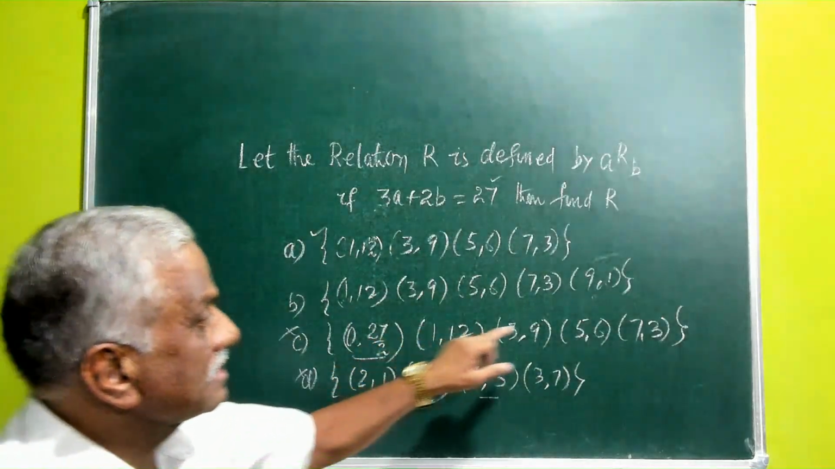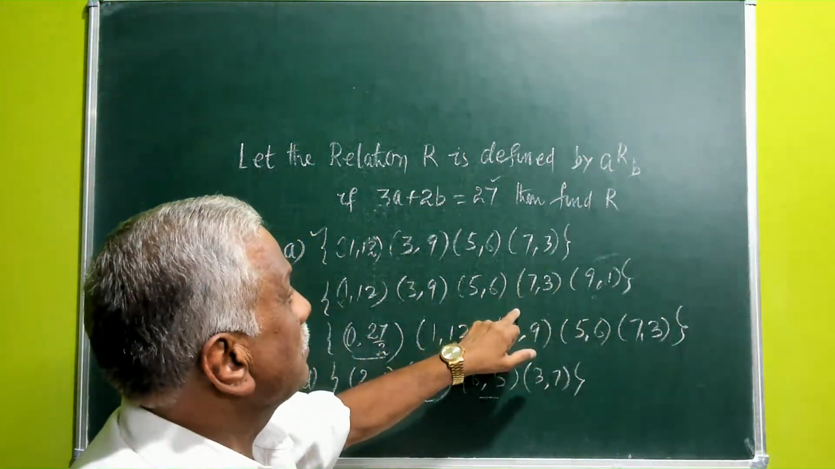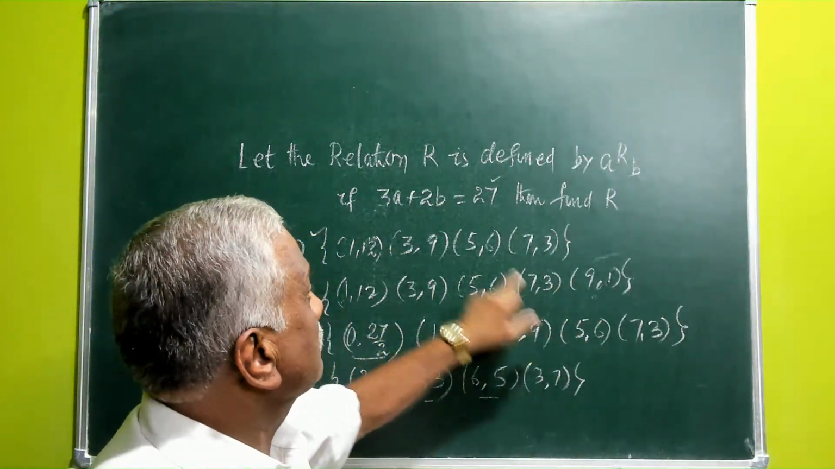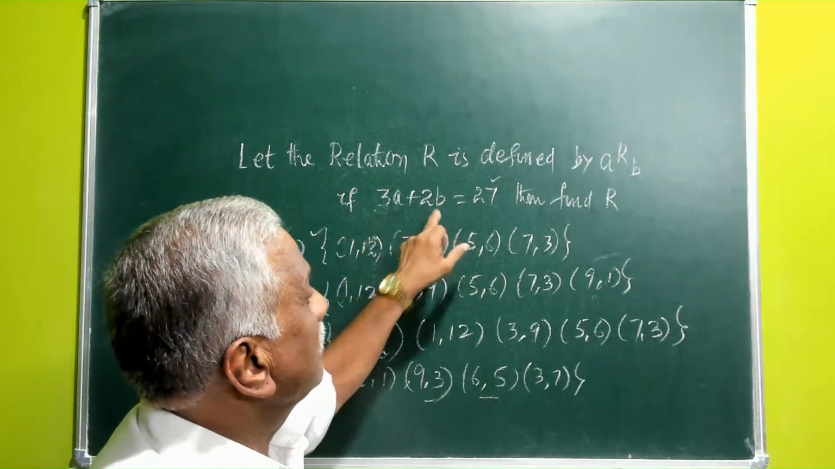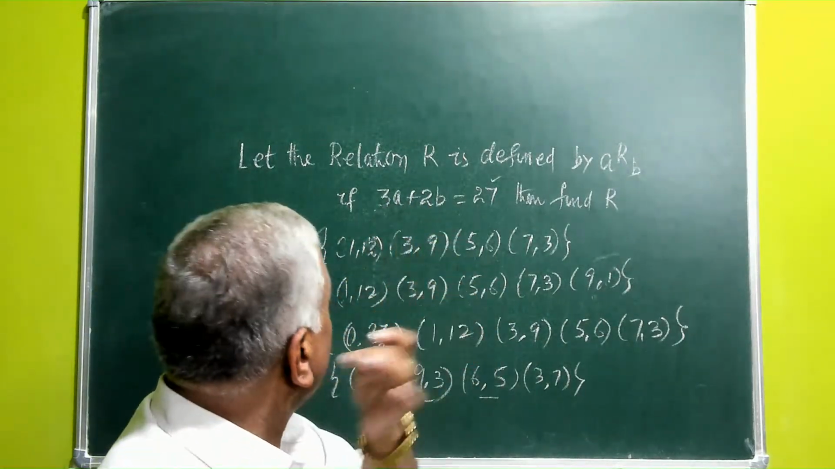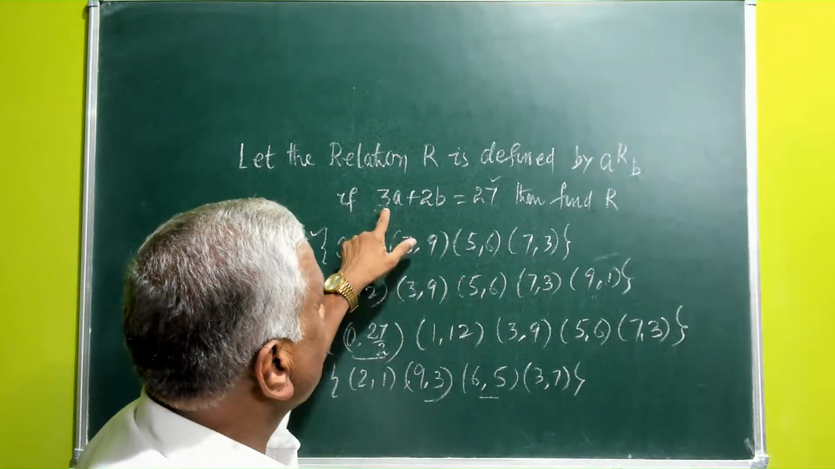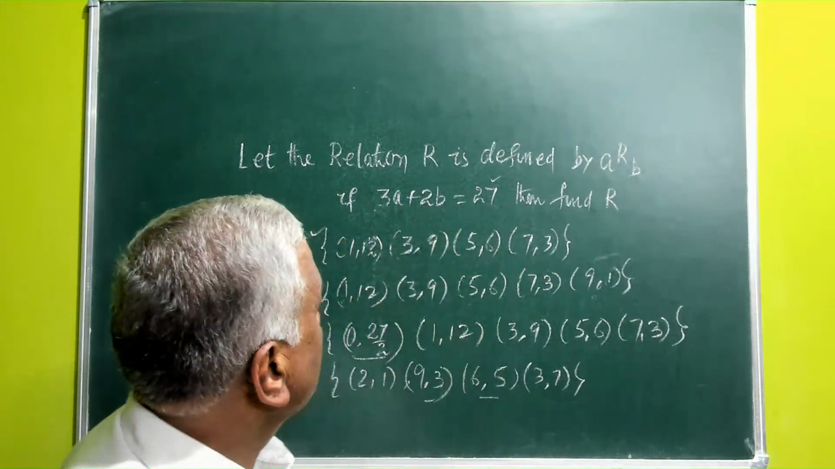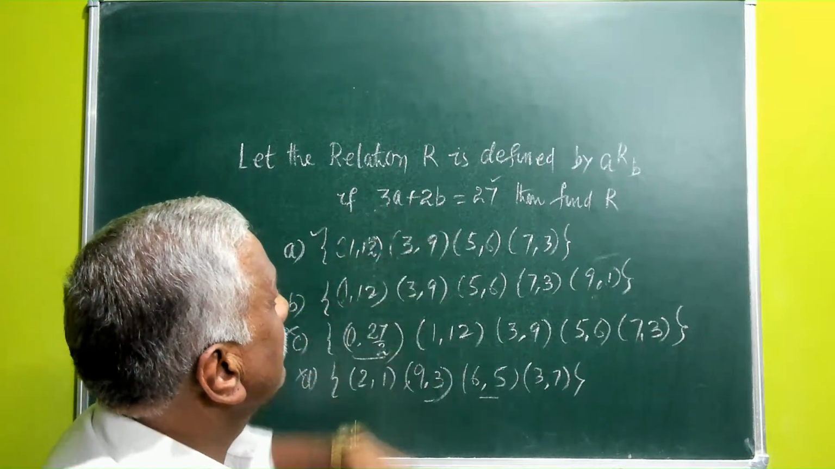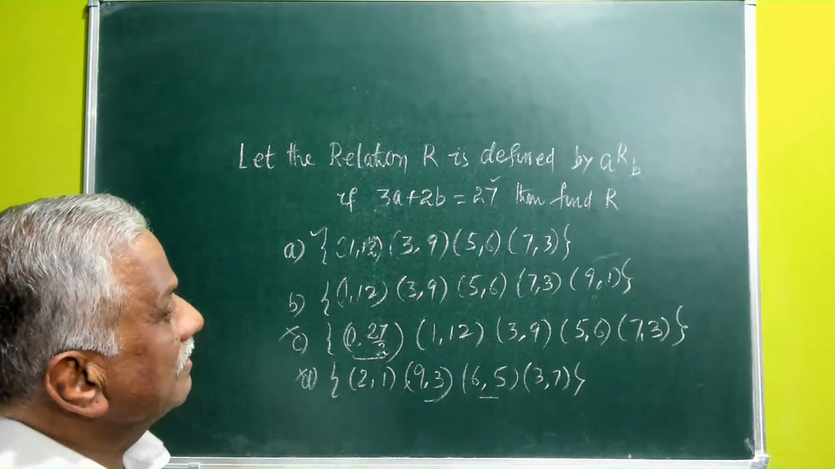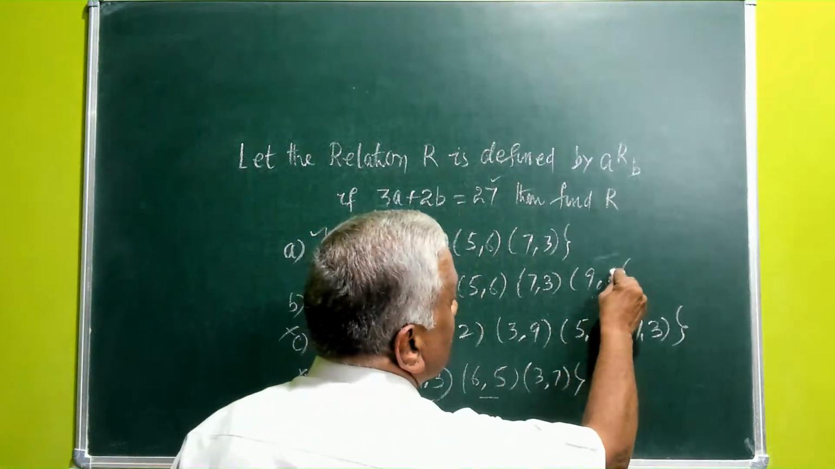But what has happened in this case? If 9 comma 0, everything is possible. 7 comma 3 is also possible because it is 21 plus 6. 5 comma 6 is also possible, 5 comma 6 is 15 plus 12 is 27. 3 comma 9 is possible, 9 plus 18 that is 27. 1 comma 12 is also possible. So you are getting 2 answers correct.